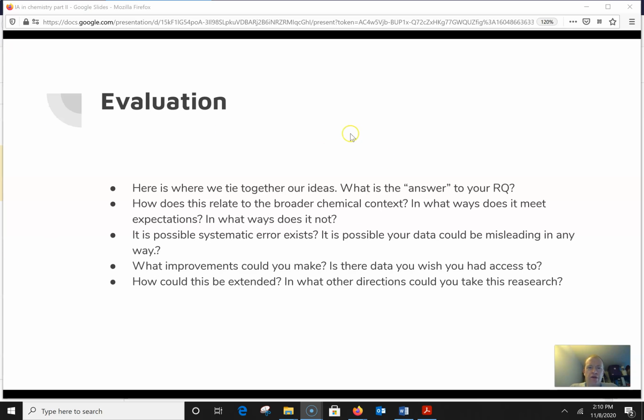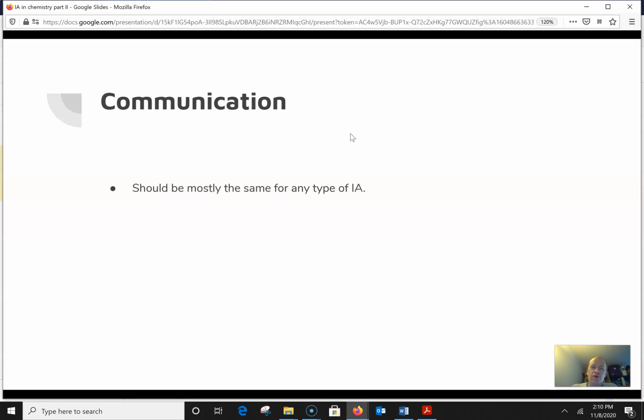Communication, I don't think that really changes. The communication part of the IA is just presenting the information, titles on data tables, smoothly flowing, using language correctly, all that kind of stuff. I think that's about all I have to say.